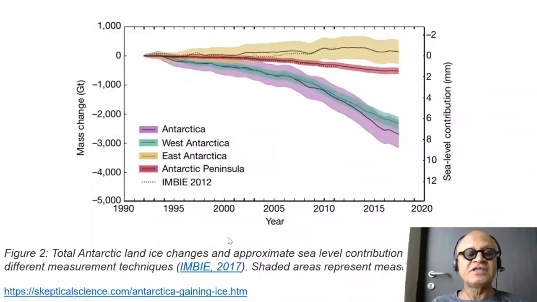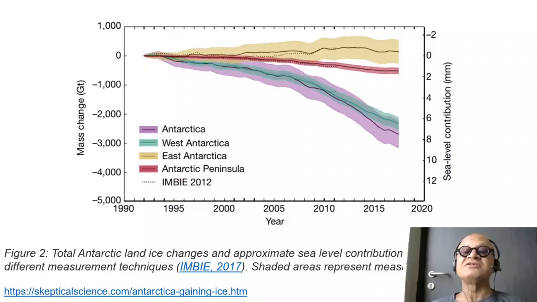Just to add a little bit of detail on the Antarctic land ice changes in the same context, here again is the sea level contribution going positive downward, and mass change, obviously gigatons of loss. These are different parts of Antarctica: the total, West Antarctica, East Antarctica, and the Antarctic Peninsula. You can see that there are large dynamic differences here as well, and we will see where that actually comes from.